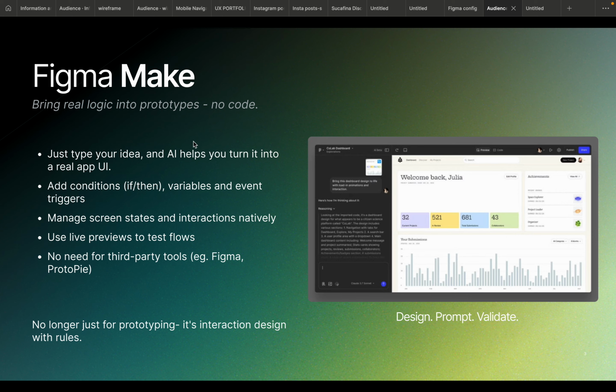So just type your idea, and AI helps you turn it into a real app UI. We are just giving the idea to this AI tool, and then it is converting it to a real app, like a workable prototype. Like how a real app would be: if we click on something, what is intended should happen. If we click on view all, it should show the entire list of achievements, because this section is achievements, right? So we need not design the inside screens. We can just click on the CTA, and then it gives us the entire UI screen.